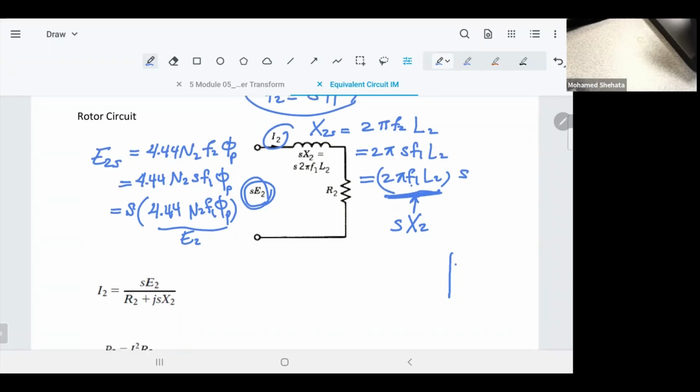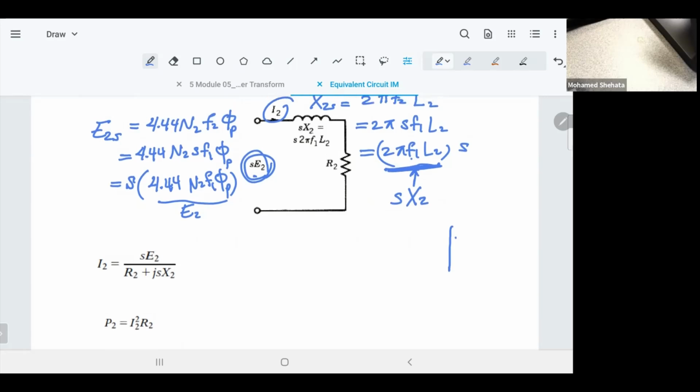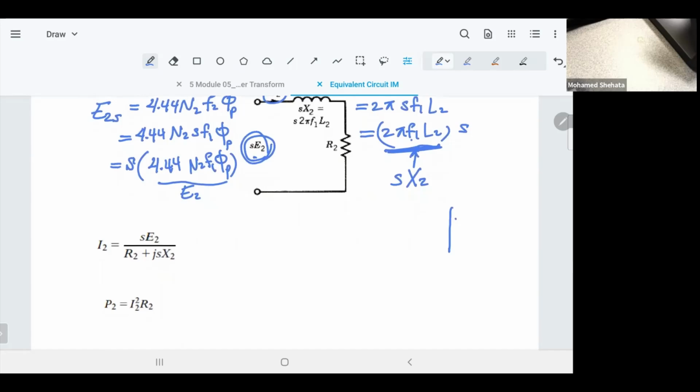Okay, so that's the circuit. If you want to find the current in this circuit, you just divide the voltage by the impedance. So you have the voltage equal S E2, and the impedance equal R2 in series with j S X2. And the power associated with the rotor circuit that's in front of us here is equal to I2 squared times R2.